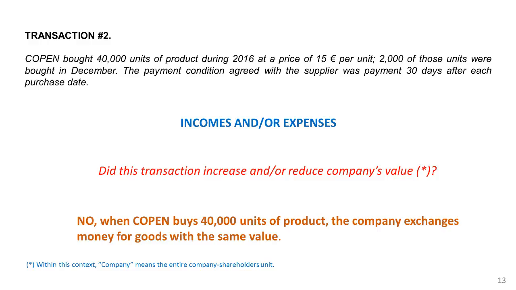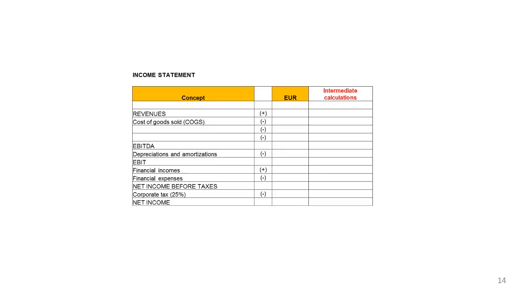Well, we can say that this transaction does not involve incomes or expenses. By purchasing 40,000 units of product, Copen does not become richer or poorer. Copen has only acquired some goods that are worth the same as the money they paid for them, or the money they incurred the obligation to pay. Nothing should therefore be reported on the income statement.